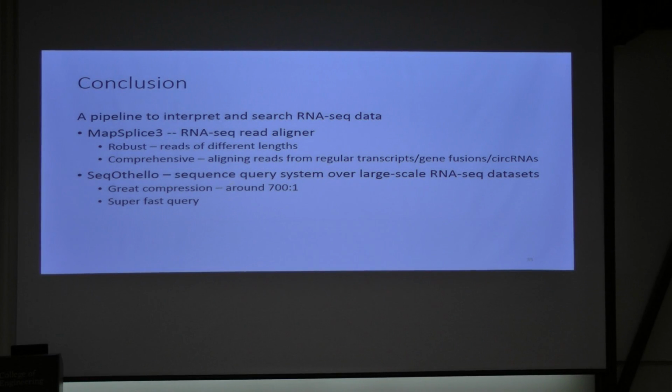So in conclusion, we developed a pipeline to interpret and search sequencing data. It consists of 2 parts. The first one is called MapSci3. It can be used to analyze a single data set and to return the results of circular RNA detection, gene fusion detection, and also report the alignment for each read sequence. And once we get some novel things, we may want to confirm their presence in the other data sets. Then we can use SQL0 to perform a super fast query over large-scale sequencing data sets.